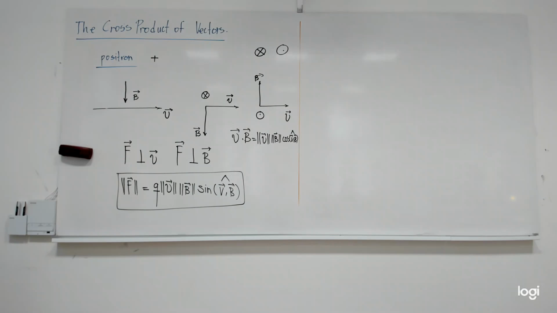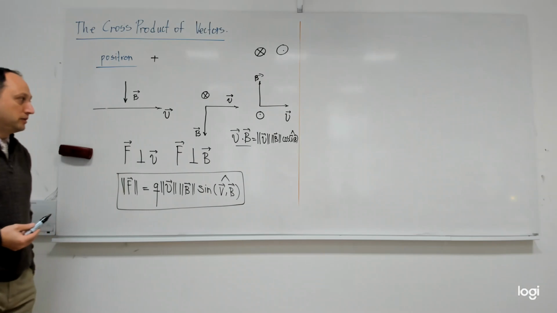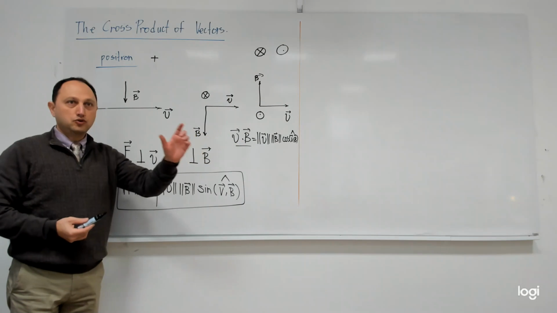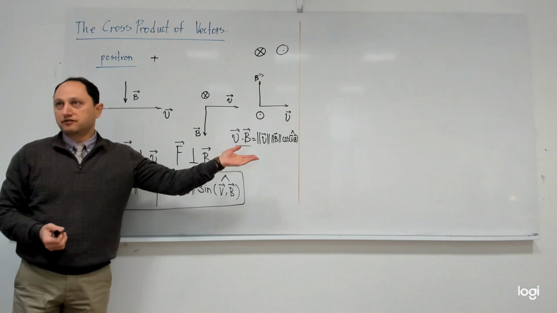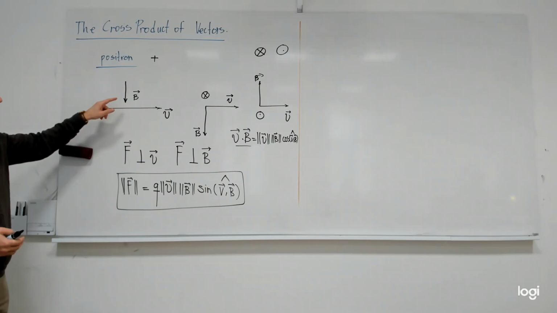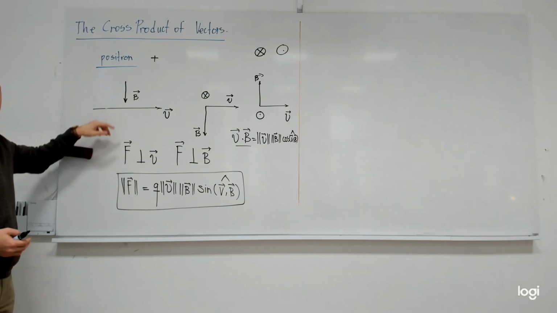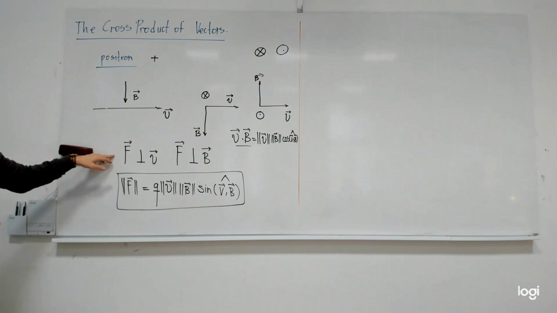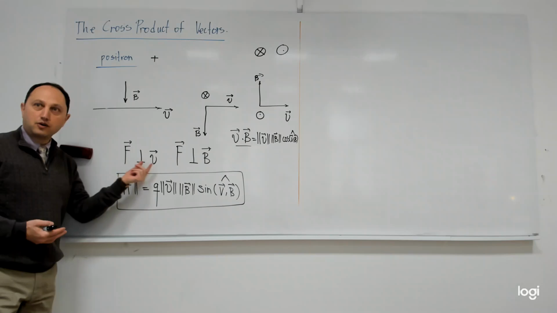Another point is that this is not enough for investigating this problem, because when you use the dot product, even though you have two vectors in the beginning, the outcome is not a vector, it's just a number. But in this setup, you have two vectors, B and V, and you are interested in the force acting on the particle. So the force is no longer a scalar, it is a vector itself. You need to find a way to generate a new vector out of two vectors.